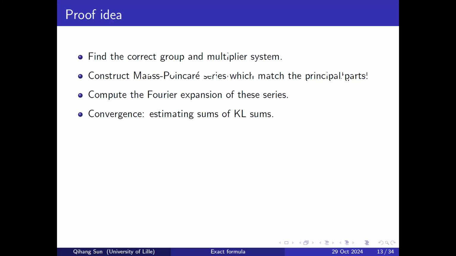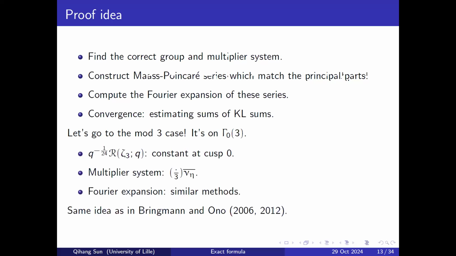We will talk about it later, because the definition of those Poincare series converges when the real part of s is larger than 1, but we need s to be 3/4, which is less than 1. That is a convergence issue. I want to say here about the mod 3 case, which was written in my previous paper. It's on Gamma_0(3), and the principal part of the harmonic Maass form has a constant at cusp 0, so we only need to match cusp infinity.